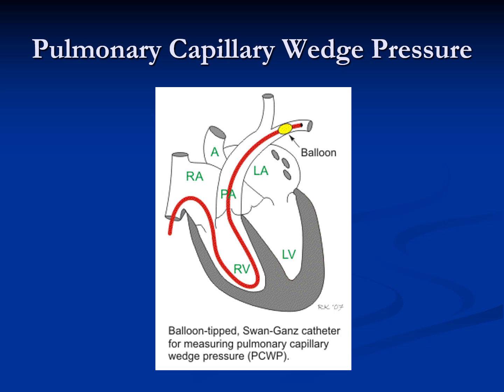And this is something commonly used, as you see in the figure. It's called a Swan-Ganz catheter just after the two people who invented it. But in fact, it's a pulmonary artery wedge pressure measuring catheter. And this is what allows us to measure the mean capillary pressure.